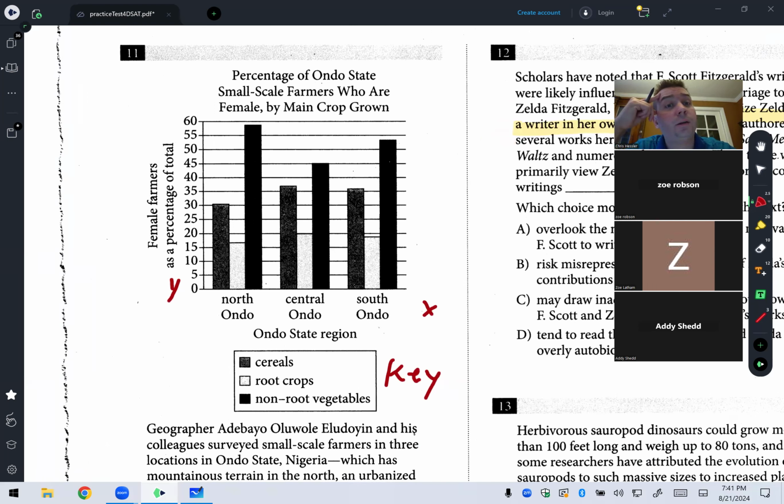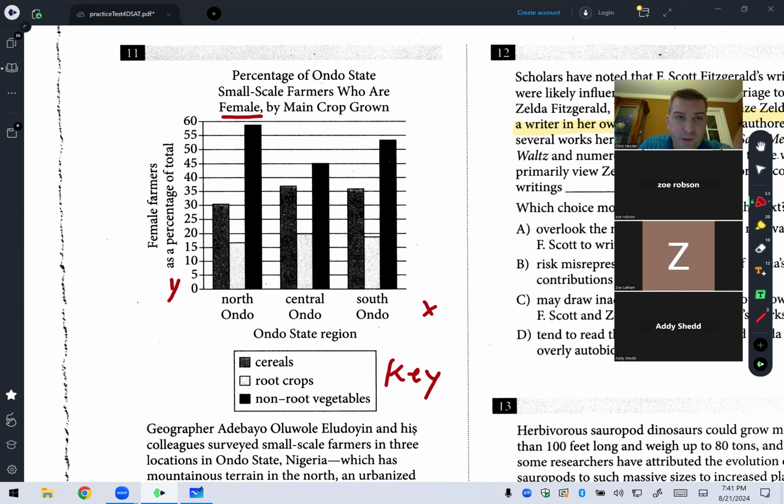It says percentage of Ondo Estate small scale farmers who are female by main crop grown. It looks like those are the crops down there. Our y-axis is female farmers as a percentage of total. And then the X would be these three regions: North Ondo, Central Ondo, South Ondo. So I like to just get a sense for what is going on even before I start answering the question.